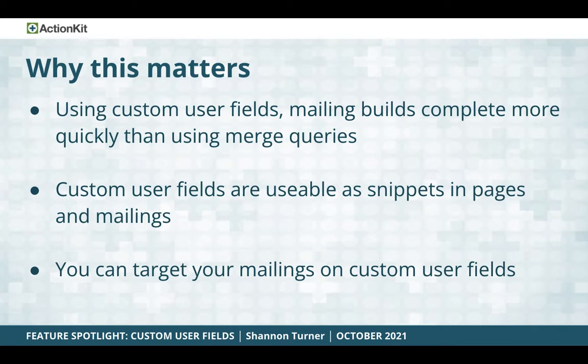Now, some of the benefits of using custom user fields, beyond having a wealth of information about your users, is that your mailings will build more quickly. This means quicker turnarounds for getting proofs, and you get your mailings out the door more quickly. But best of all, it means that you don't have to wait for your mailings to build. I know how stressful that is. You can also use snippets to display the values of custom user fields for a given user in your mailings and your pages. And perhaps most importantly, you can target your mailings based on who has what information in those custom user fields.